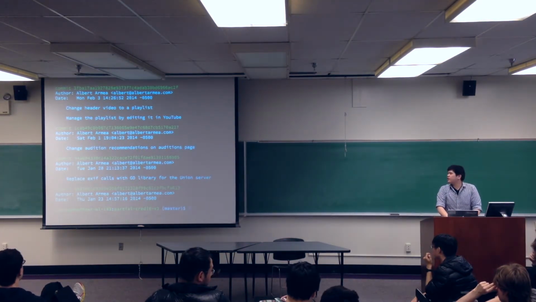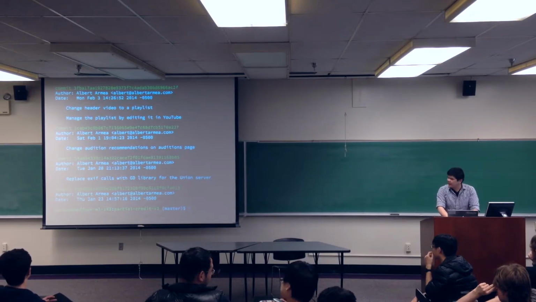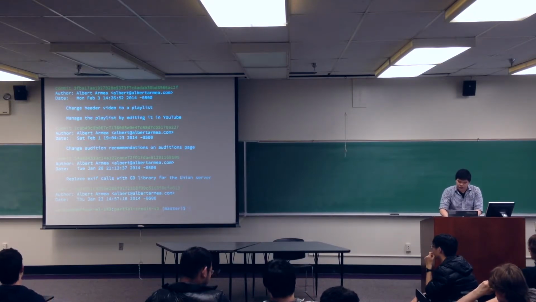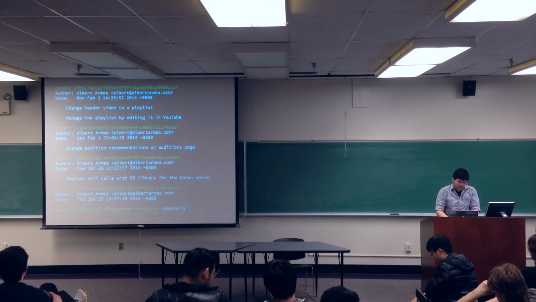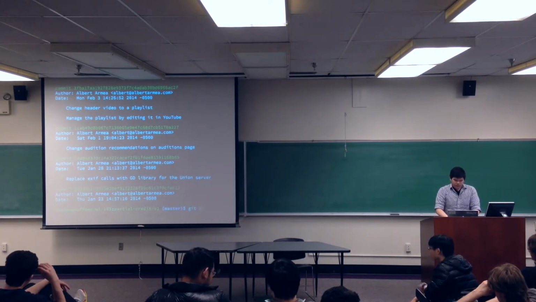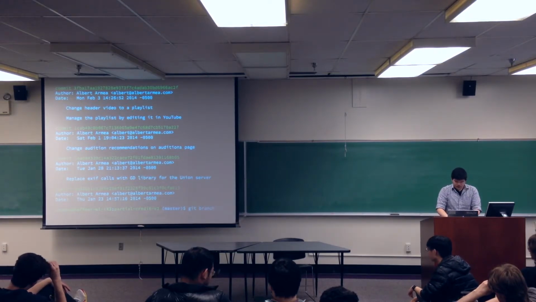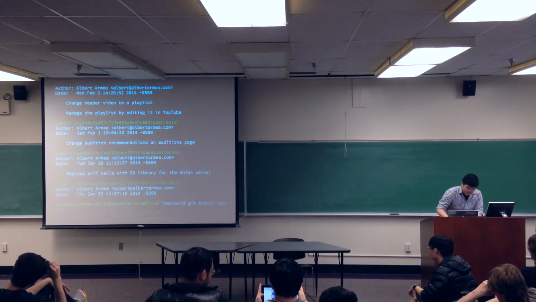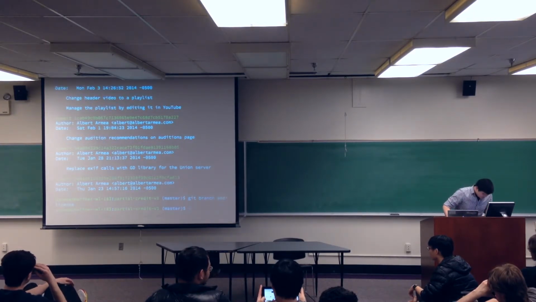So go back here. In this repository, I noticed there isn't a license. So I'm going to want to go ahead and add a license, but I want to do that in a feature branch. This is a trivial example, but let's git branch add license.